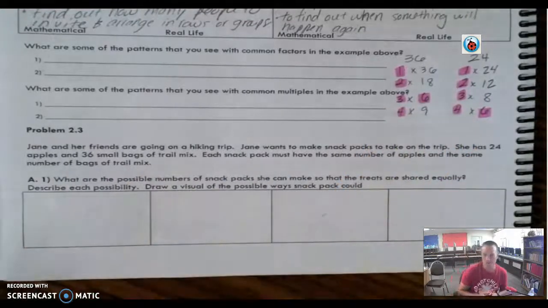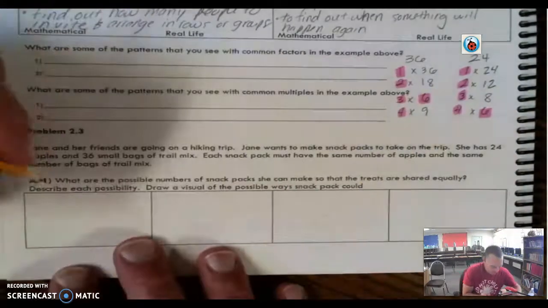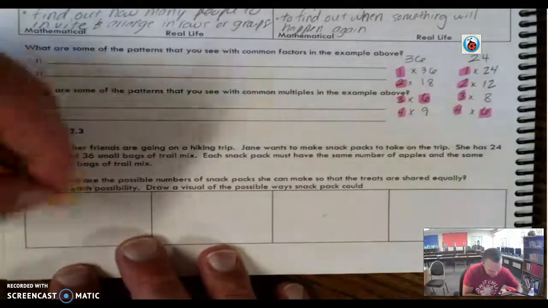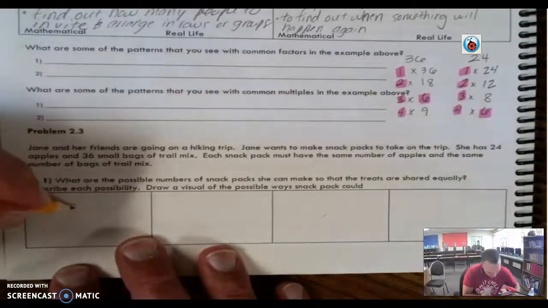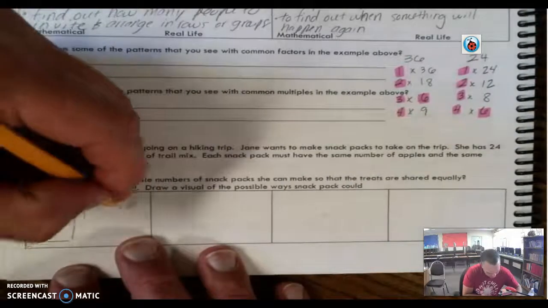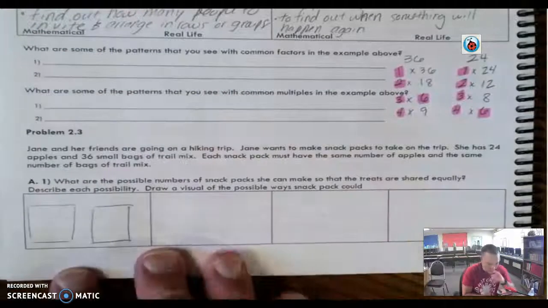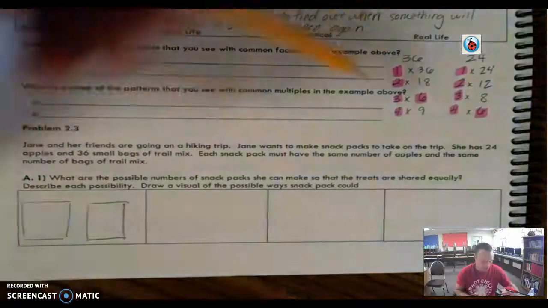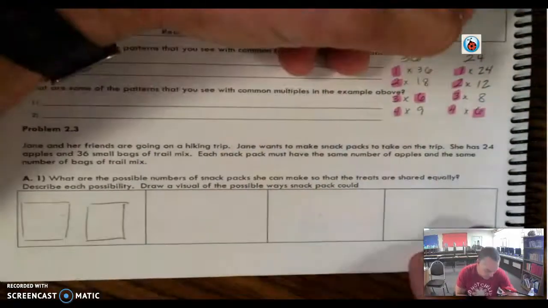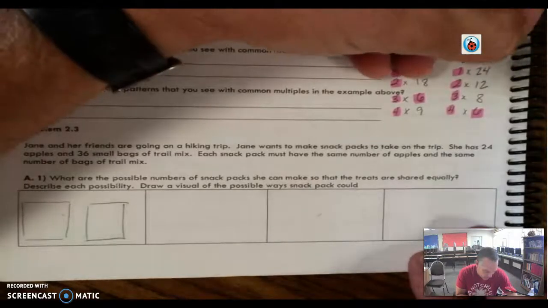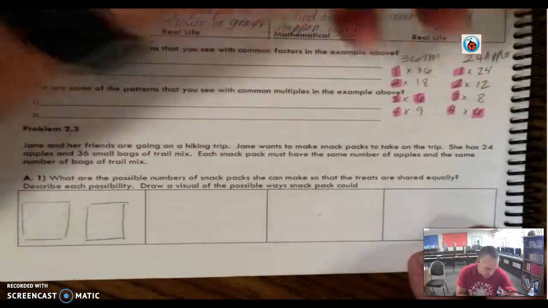So we're not going to use 1 because that would be 36 apples in one bag and 24 packs, or 24 apples in a bag and 36 small bags of trail mix. We could have 2 bags, right? So here would be my 2 bags. Okay, here's one bag, here's the other bag. Imagine those bags. And I'm going to call this trail mix, and this will be apples. It's always good to write that.